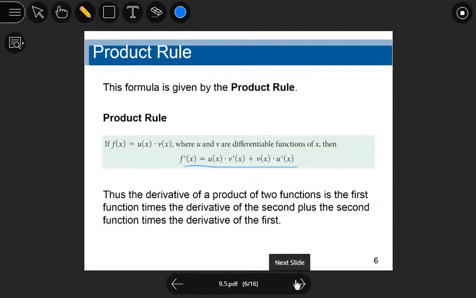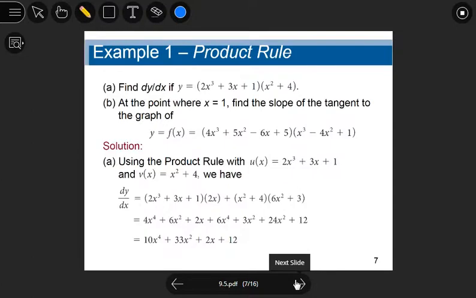So now let's look at an example. In the first problem it is asking, if y is equal to 2x^3 plus 3x plus 1 times x^4 plus 4, then find the derivative. So first, this one is your u, and this one is your v. First you need to understand your u and v, then take the product rule. So here it is given that this is u and this is v.